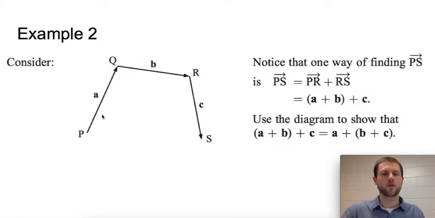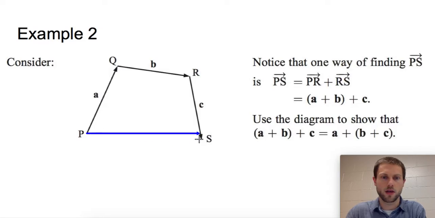So in this example here, we have a little bit more complex of a diagram. We've got three vectors, A and B and C. We can also call them PQ, QR, and RS. And if we were interested in finding what vector PS is, that would be the vector that starts at P and ends at S. That's my vector PS that I just drew.